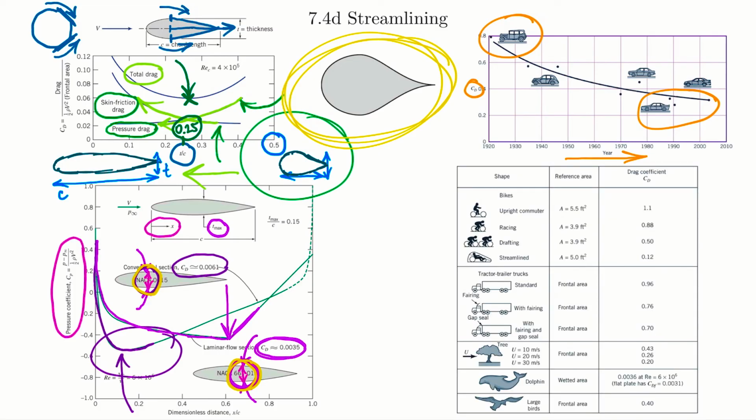And there's another neat plot here, and you can see cyclists. This is really kind of a fun thing to look at. So the upright commuter bike drag coefficient, if we baseline at sort of 1.1 there, when you're racing or you're in a tuck position, you drop that a little bit, 0.88.